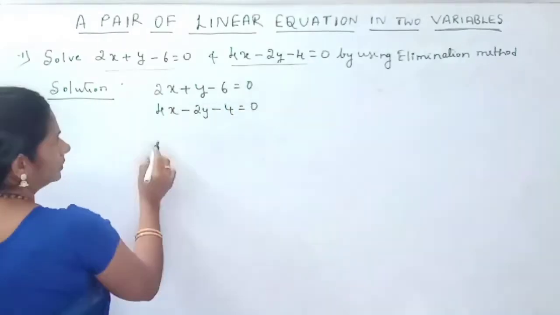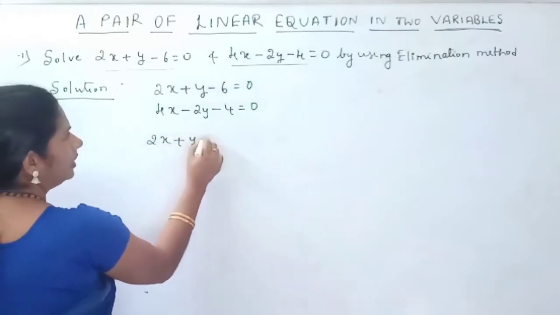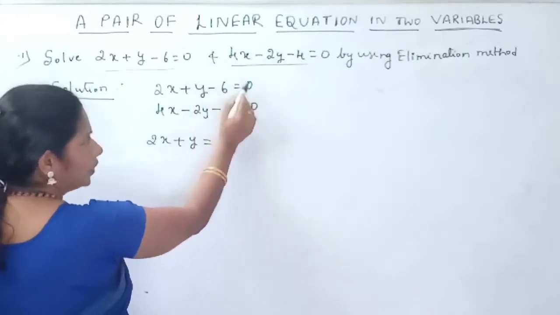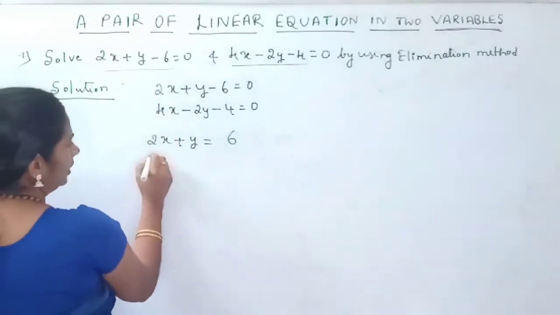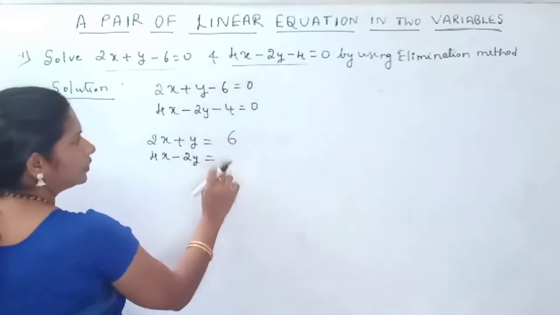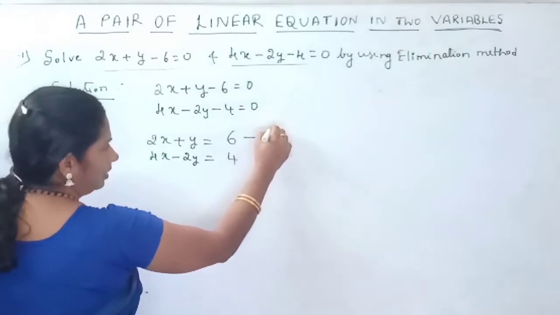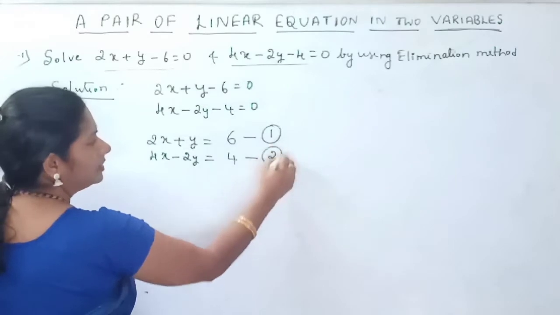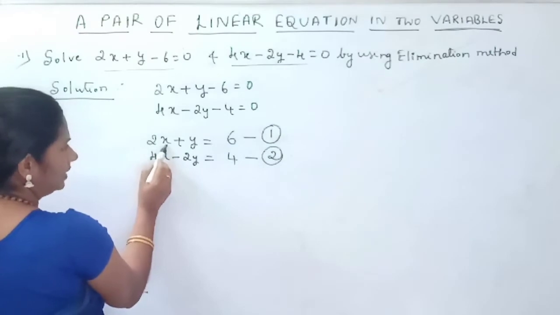4 equal to 0. Now first linear equation, let me write it as 2x plus y equal to minus 6, I will transpose to right hand side, it becomes 0 plus 6, so it is plus 6 only. Next, second equation, let me write it as 4x minus 2y equal to minus 4, if you transpose to right hand side, it becomes plus 4. Now first linear equation, let me call this equation 1, and second linear equation, let me call that equation 2.